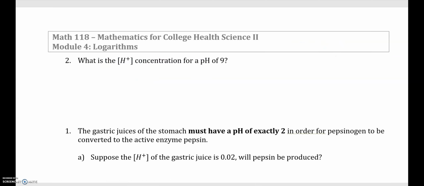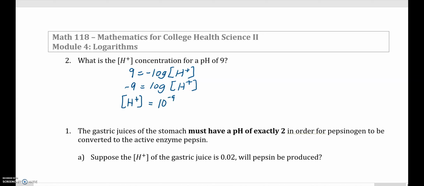In question 2, it says, what is the H+ concentration for a pH of 9? So we know that 9 is equal to negative log of H+. Now divide both sides of the equation by -1 to get the logarithm by itself. We get that -9 is equal to positive log of H+. Now re-express this equation in exponential form. We find that H+ is equal to 10 to the -9, which can be written as 1.0 times 10 to the -9 molar.